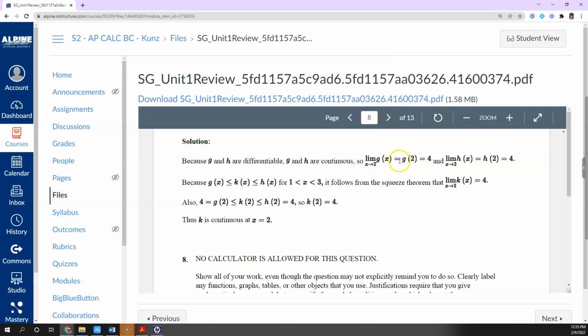Because the limit as it approaches 2 goes to 4, and the limit of that one goes to 4, and the points go to 4, if the limits go to 4 and the points go to 4 and everything goes to 4, then it's continuous. So that was only part of it. That was the points. We also had to do the limits. If that limit went to 4 and that limit went to 4, because G and H are differentiable, therefore they're continuous. So if they're continuous, the limit and the point have to equal each other, and that's the Squeeze Theorem. You guys haven't heard of the Squeeze Theorem?